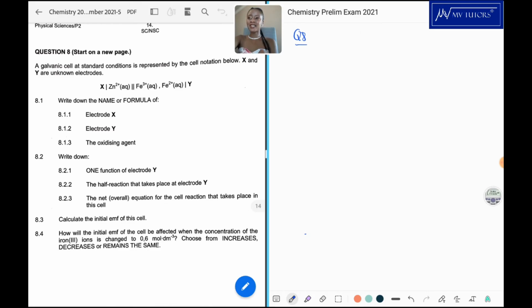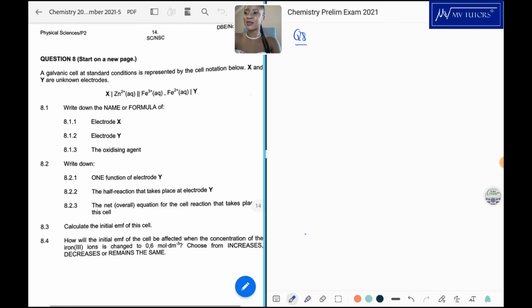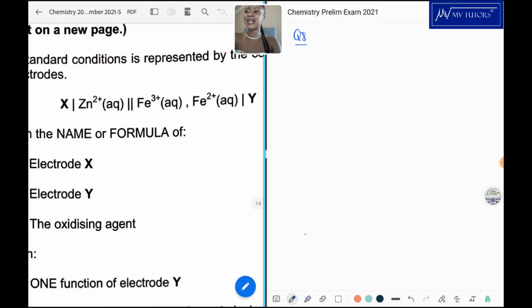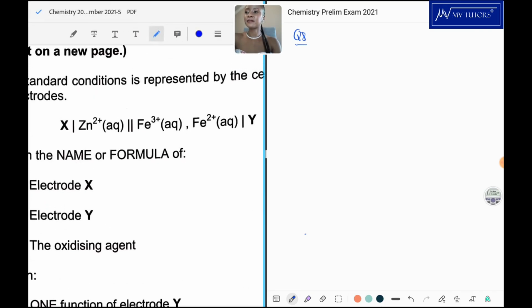Okay, so before we even get far, I just want us to analyze what is actually happening here, what they are showing us or telling us. So I know that X, first and foremost, is my anode. And I know this double line here represents the salt bridge. And then Y would be my cathode.